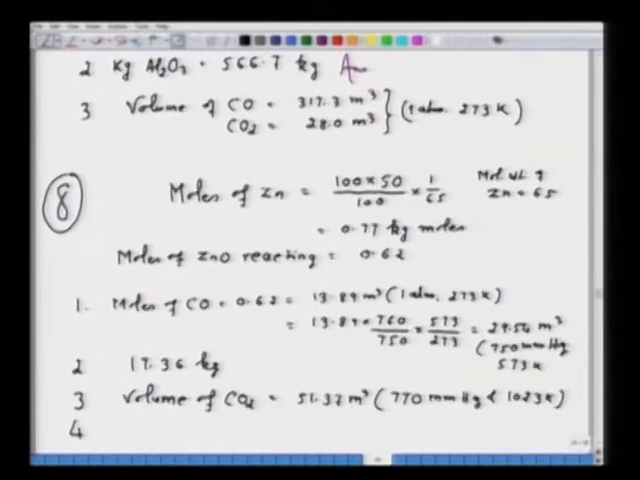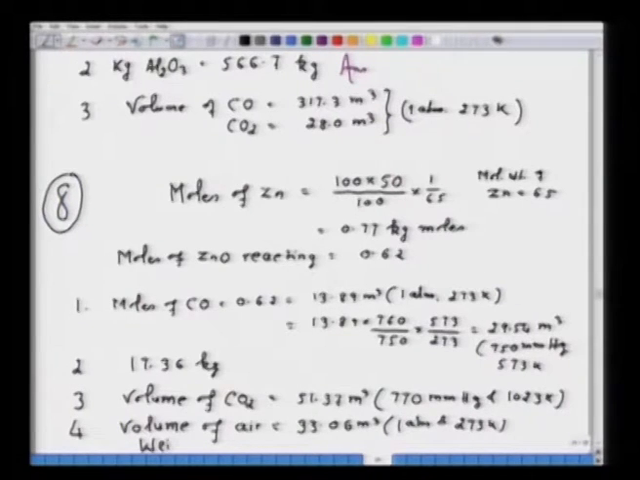And the answer for question 4, the volume and weight of air used in burning the CO. So, volume of air is equal to 33.06 meter cube expressed at 180 m and 273 Kelvin, whereas the weight of air, you multiply by its molecular weight, 42.80 kg.